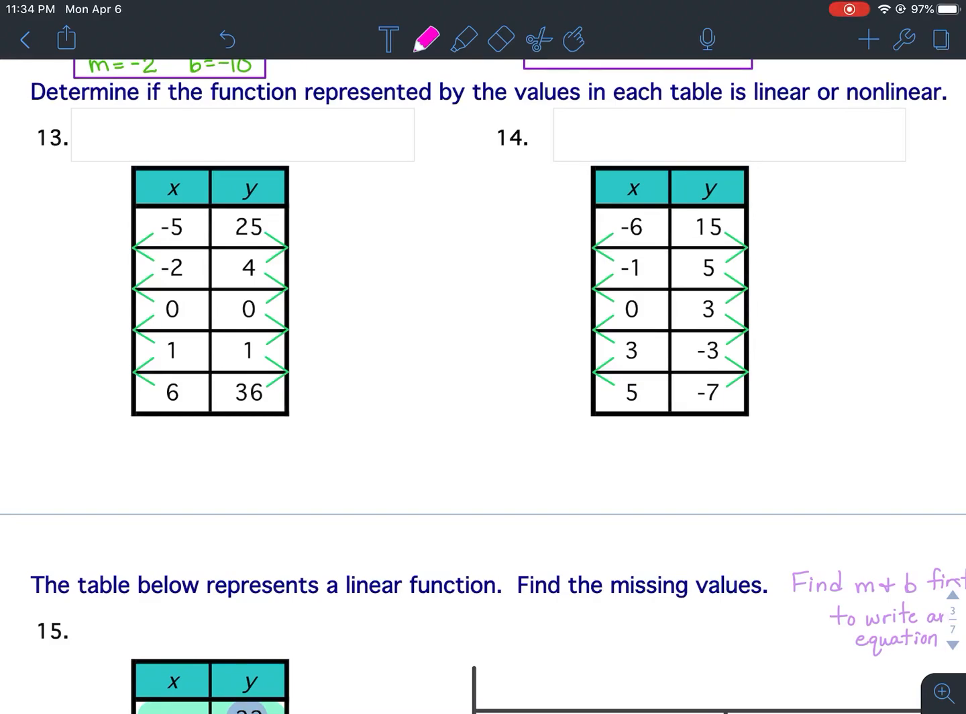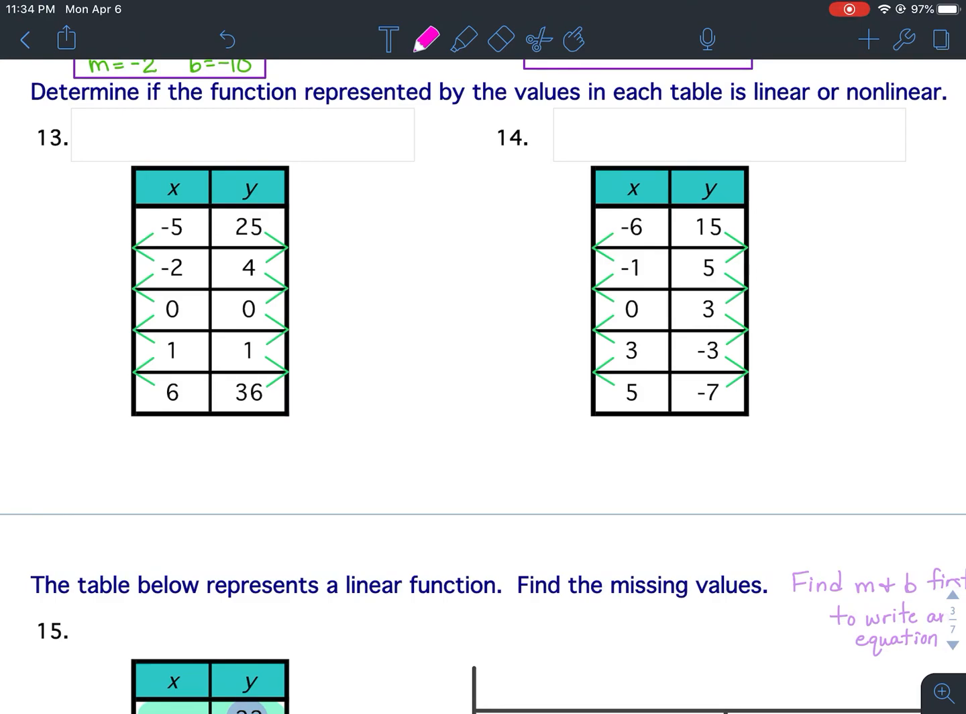Functions review questions 13 and 14. Determine if the function represented by the values in each table is linear or nonlinear. To determine if it's linear or nonlinear, we have to examine the ratio of the change in y values to the change in x values. In other words, that's a fancy way of saying we have to find the slope between each point and see if the slopes are equivalent. If they are equivalent, then it will be linear. If they're not equivalent, it will be nonlinear.